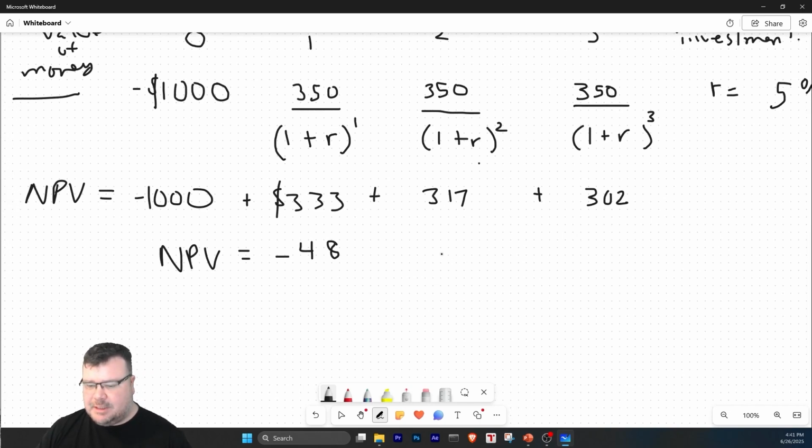Okay, so what does that mean? Okay, so you're not going to have to do that equation. You're not going to have to figure that out. But what you do need to know for the exam is if NPV is positive, it equals good investment.